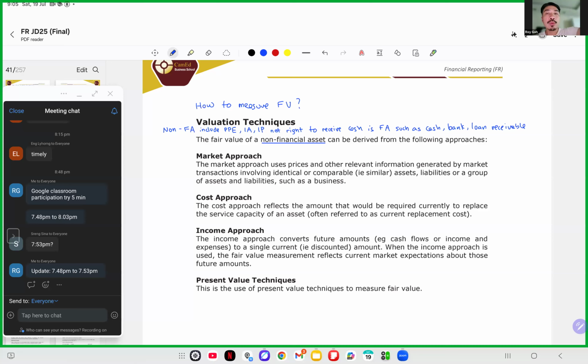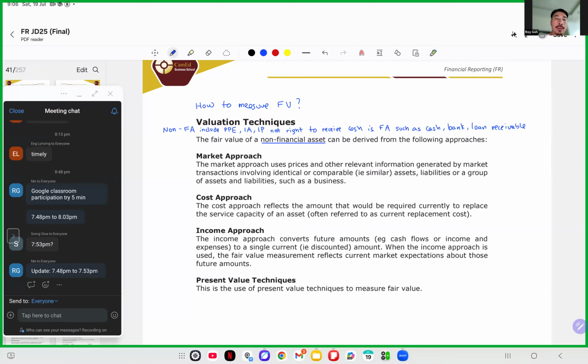Are they the same thing? No, they're not the same thing. So a non-financial asset, basically property, plant, equipment. And you apply IFRS 13 to measure the fair value of a non-financial asset. Property, plant, equipment, intangible asset, investment property. PPE, property, plant, equipment. IA, intangible assets. IP, investment property. FA, financial asset. Cash, bank, loan, receivable. So I use some short form because it's pretty long, the words, yeah?